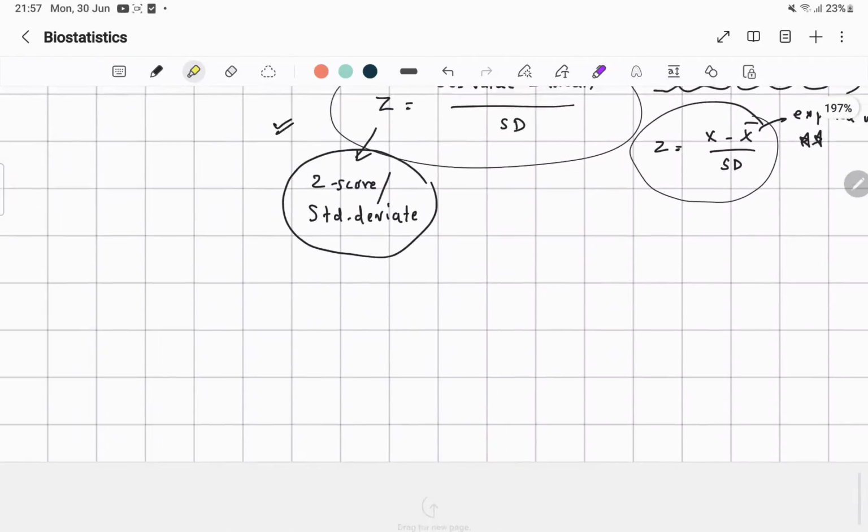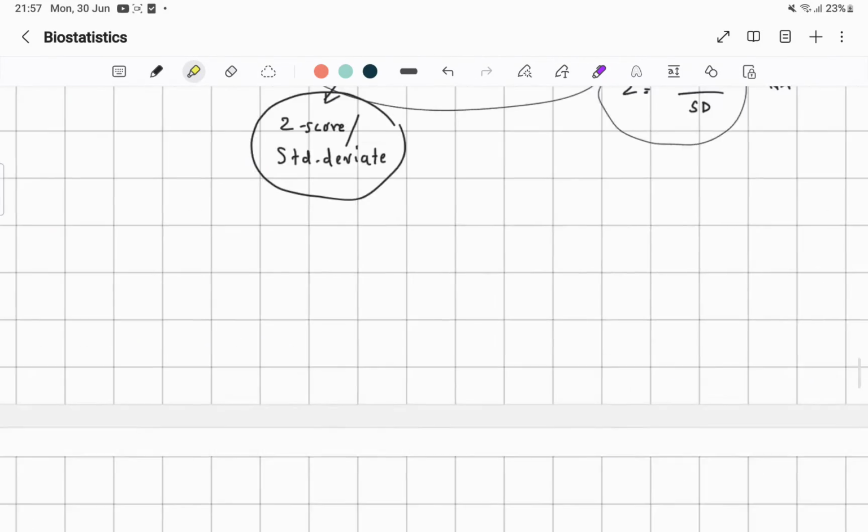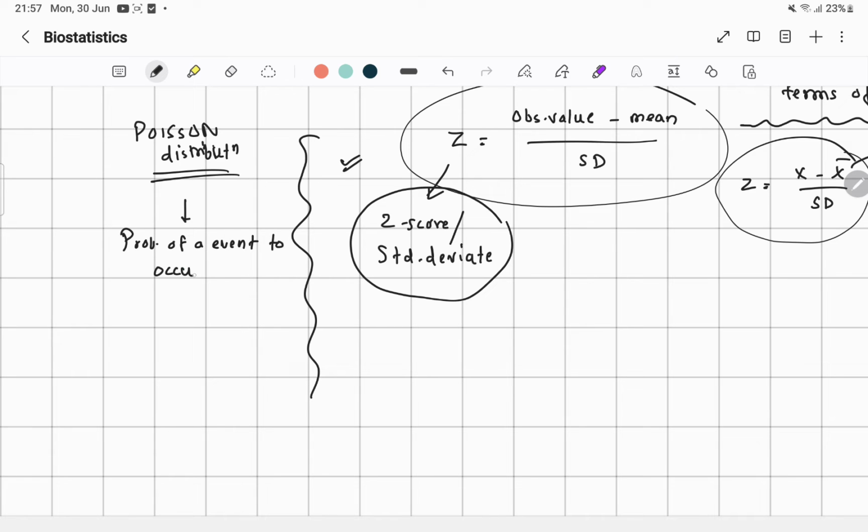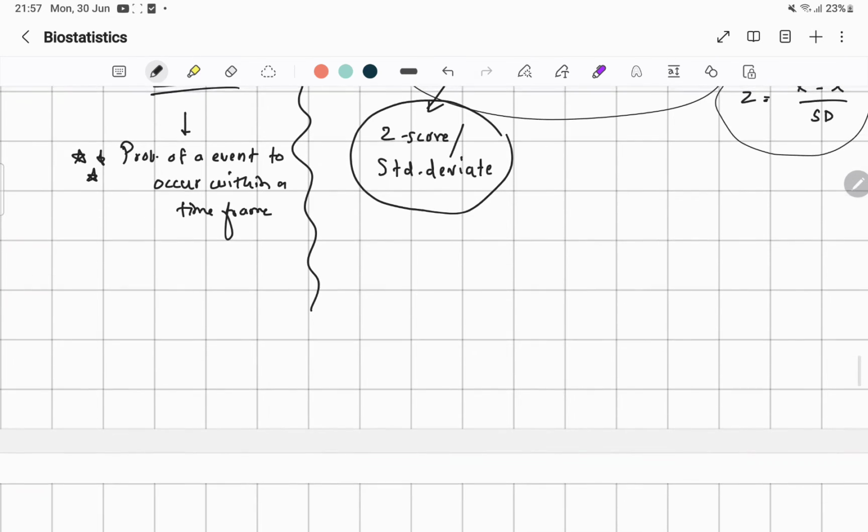Now let's move on to another thing, this is a small topic. This is Poisson distribution. You have to understand what Poisson's distribution is. This is basically the probability of an event to occur within a time frame. Probability of an event to occur within a time frame is basically Poisson distribution.